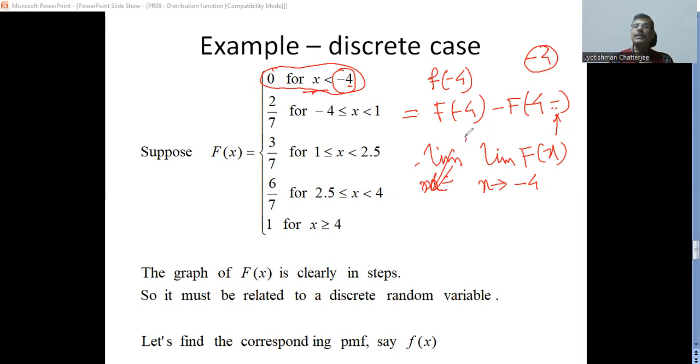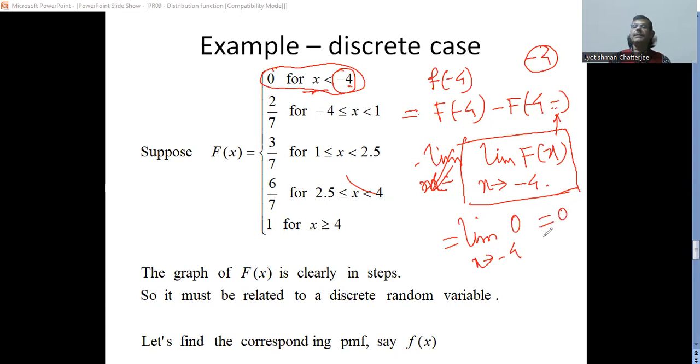In order to calculate this, we don't need to know the exact value of f at the point -4. We only need to know the values on the left-hand side of the point -4. And over there, the value is nothing but 0. So that's why we are getting 0.